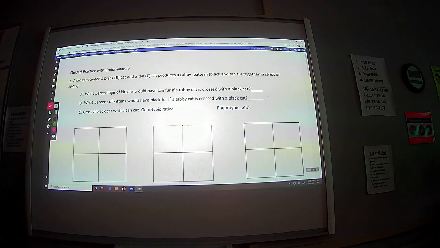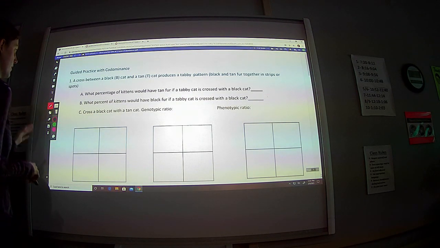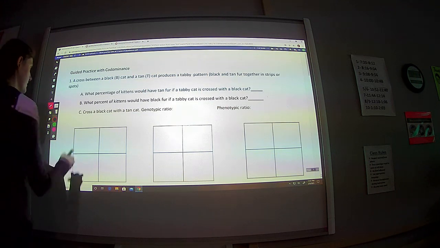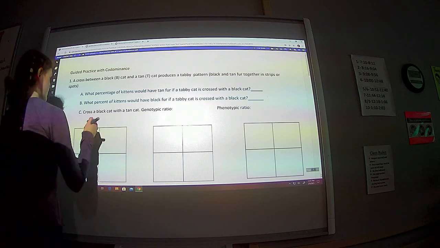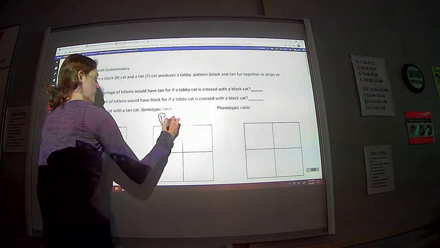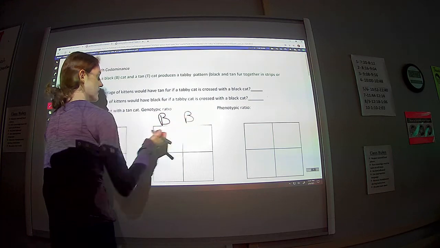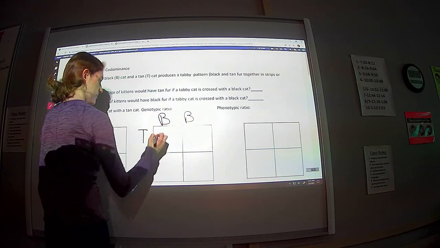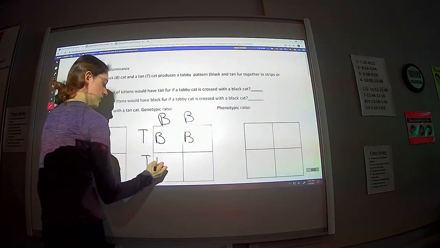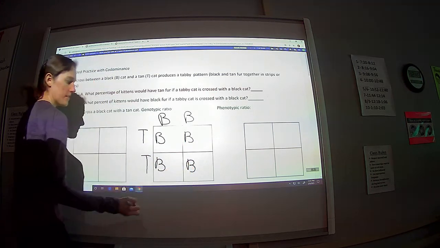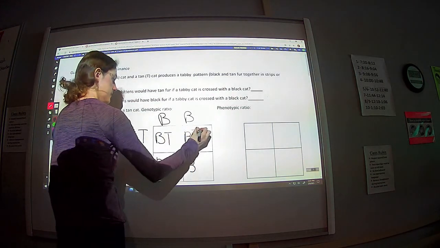We're going to be crossing between a black cat and a tan cat, which will produce a tabby cat, which is a black and tan fur together in stripes or in spots. So cross a black cat with a tan cat. And I have 3 squares, so I don't believe I actually need 3 squares. So I'll use this one here. Black cat would be 2 capital B's. The tan cat is going to be 2 capital T's. Whenever you're doing 2-letter crosses, you want to alphabetize them, so I would put my B's in front of my T's.